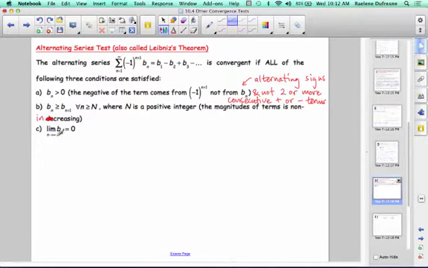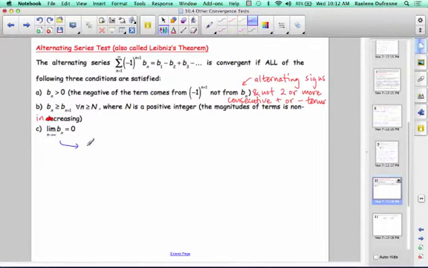But we did not have a conclusion if the limit was 0. Now, taken together, conditions C with conditions A and B for alternating series, these three conditions taken together, as opposed to one by itself, are enough to state that the alternating series converges.